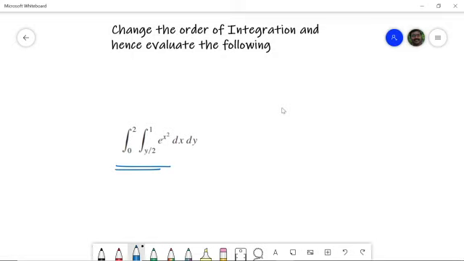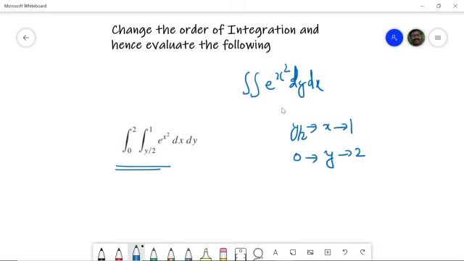Changing the order means you need to evaluate this of the form e raised to x square into dy dx. Now you have to supply the limits by looking at the region, but the region is not mentioned here. You will draw the region according to the limits given in the problem. Looking at the problem, you know that x is varying from y by 2 to 1, and y is varying from 0 to 2. So we will draw the diagram accordingly.